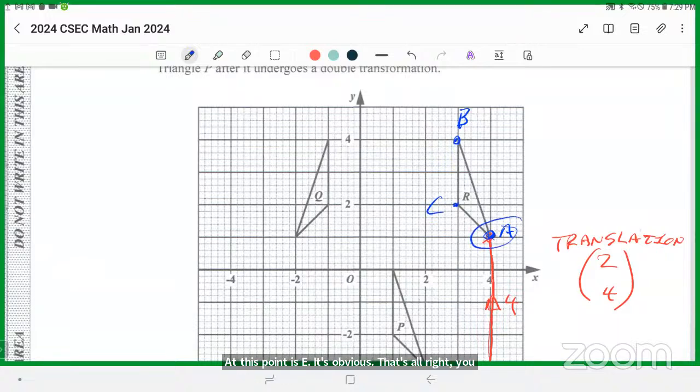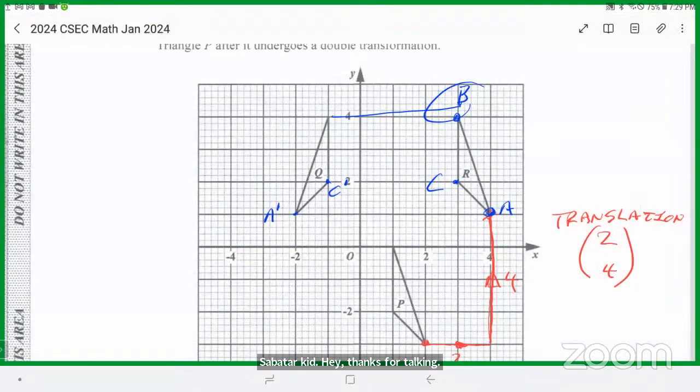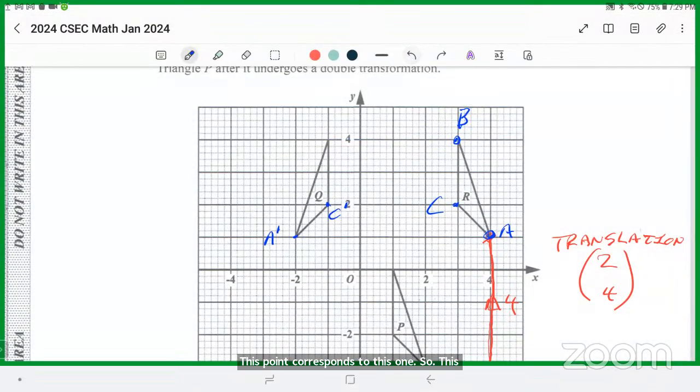The point corresponding to this one is over here. So this would have been A prime. The point corresponding to this one is here. This point corresponds to this one. So this point would have been B prime.